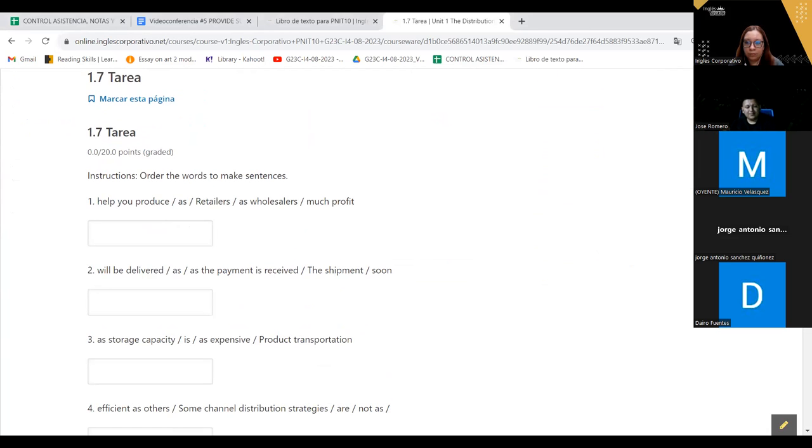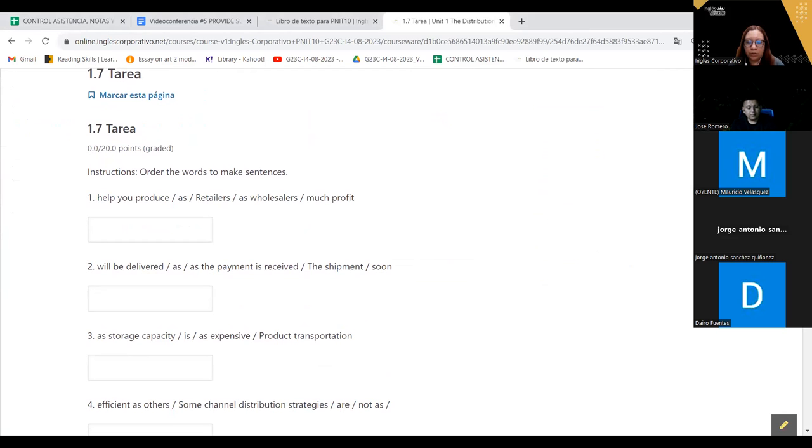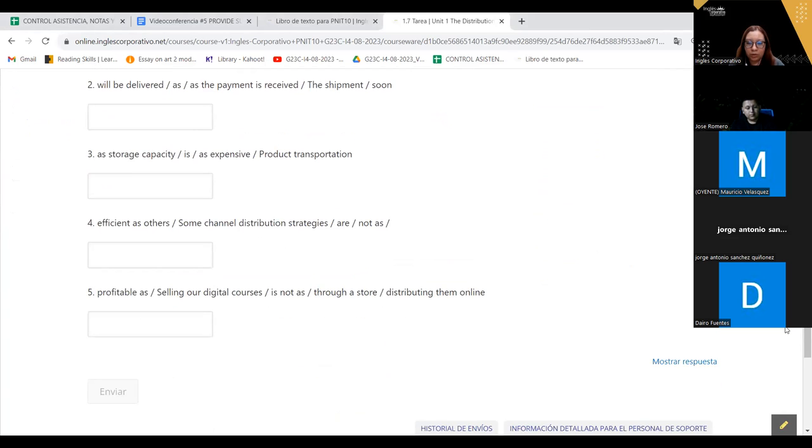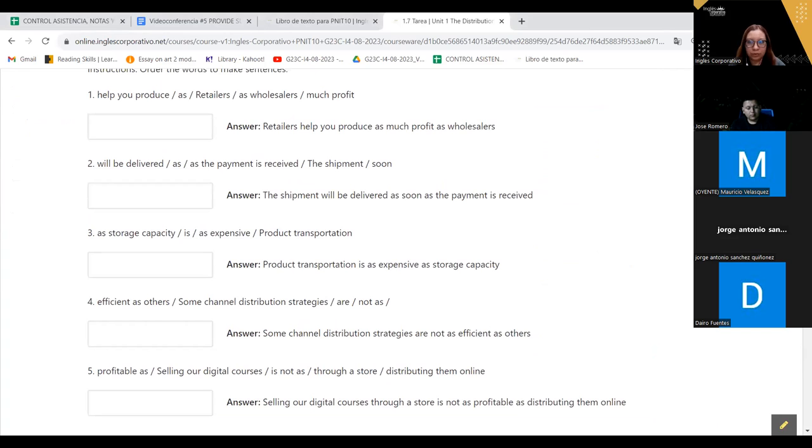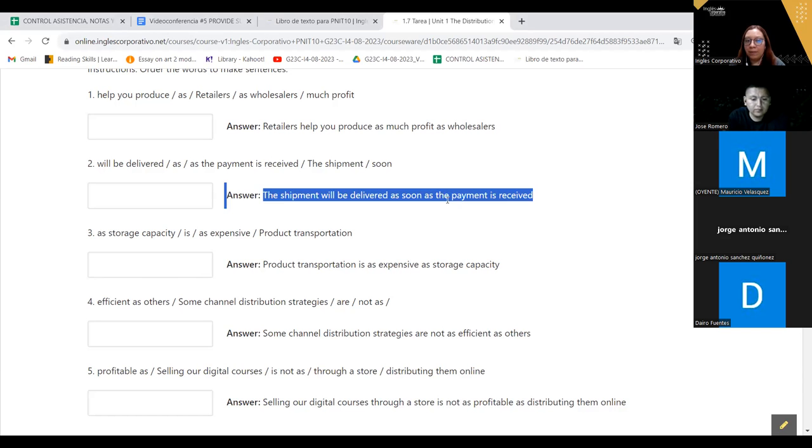And number two. Okay. I'm going to show you guys how the platform wants everything to be shown. So you can take a picture or a screenshot as you prefer, right? So number two, the shipment will be delivered as soon as the payment is received. Yes, I tried to type in this form and the platform doesn't accept it. And did you follow the capitals and the spaces? All of you. All right. Maybe the period at the end of the sentences, without the period, and yeah, it doesn't have it.